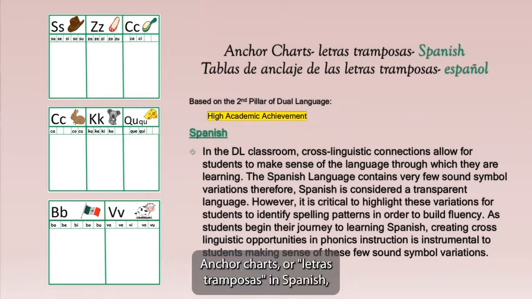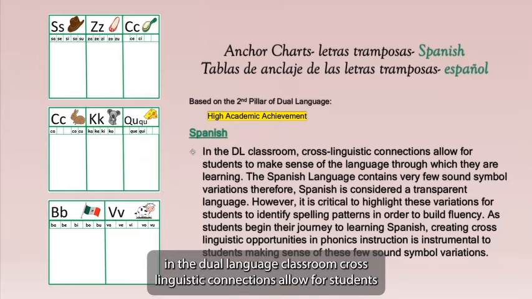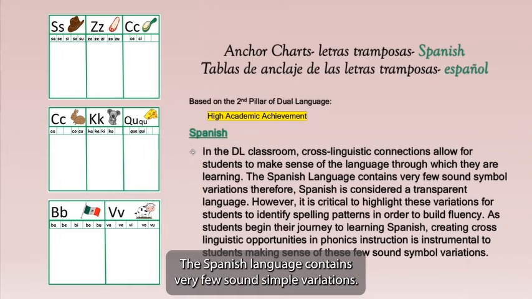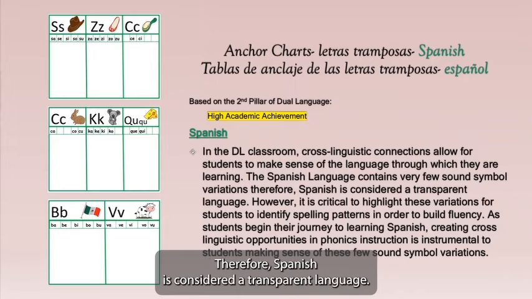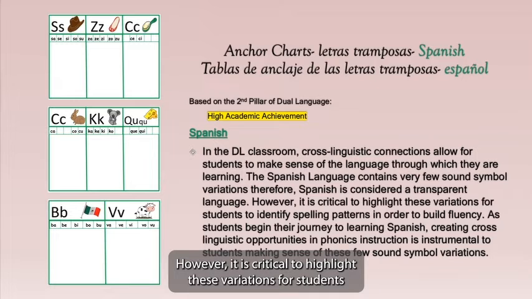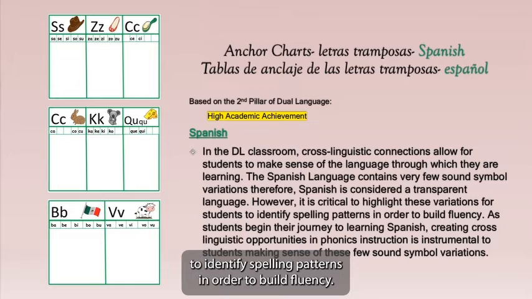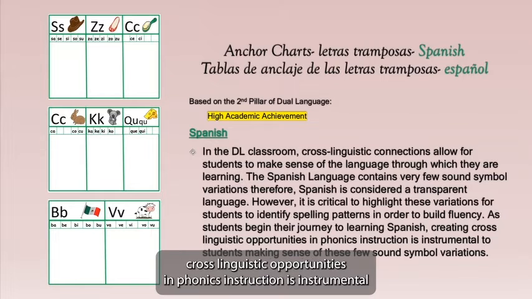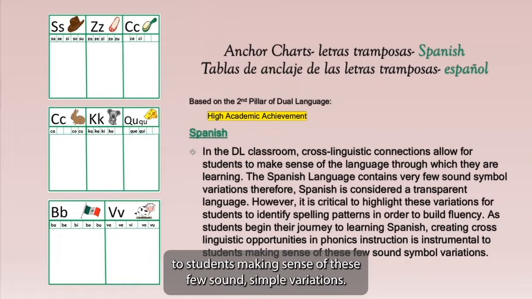Anchor charts, or letras tramposas in Spanish. In the dual language classroom, cross-linguistic connections allow for students to make sense of the language through which they are learning. The Spanish language contains very few sound symbol variations. Therefore, Spanish is considered a transparent language. However, it is critical to highlight these variations for students to identify spelling patterns in order to build fluency. As students begin their journey to learning Spanish, creating cross-linguistic opportunities in phonics instruction is instrumental to students making sense of these few sound symbol variations.